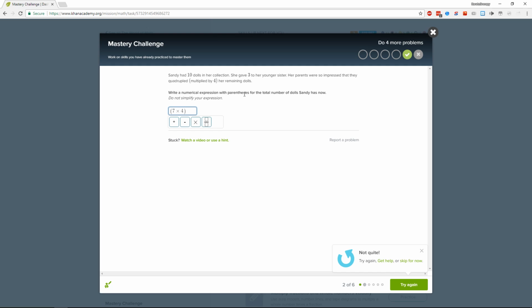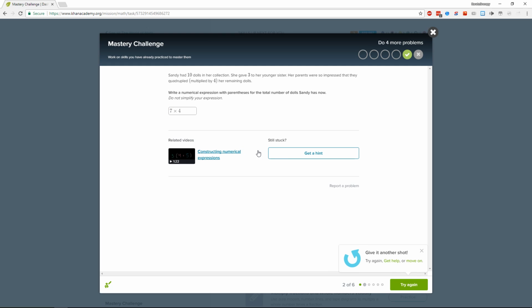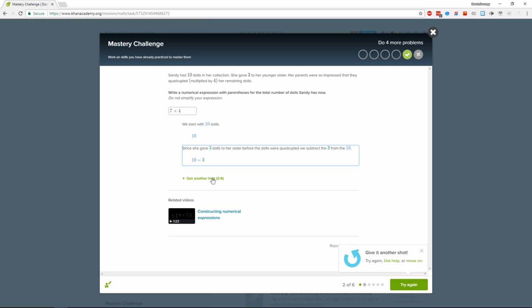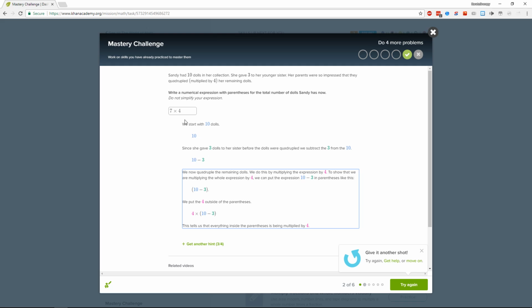Write a numerical expression with parentheses around the total number of dolls. Do not simplify your expression. 7 times 4 sounds like the right thing. Start with 10. Oh, it really wants 7 times, 10 minus 3. Oh, sorry, 4 times, of course. Alright, whatever.